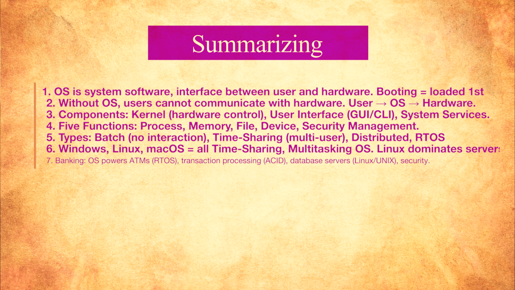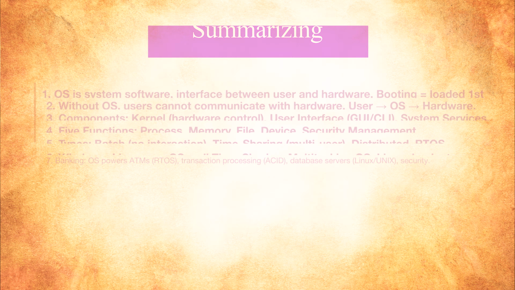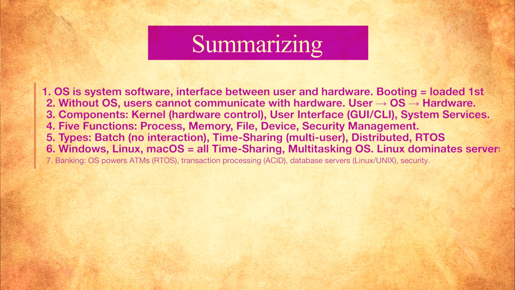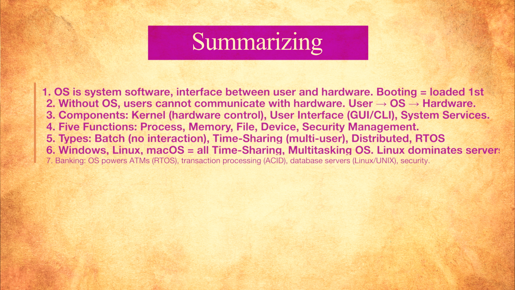The fifth point to remember is the types of OS. First is batch OS, second is time-sharing OS, third is distributed OS, and fourth is RTOS or real-time operating system. The sixth point to remember is Windows, Linux, and Mac. All are time-sharing, multitasking operating systems, where Windows is preferred for workstation or personal PC purposes, Linux is preferred for server purposes, and macOS is generally for creative kinds of work.